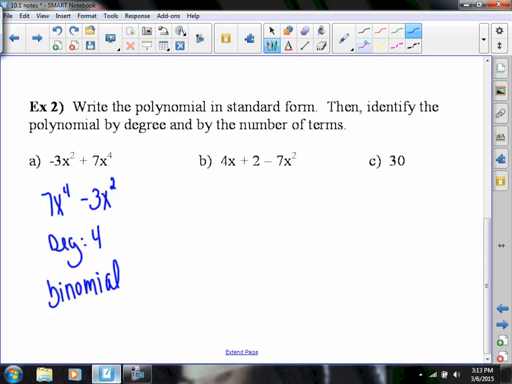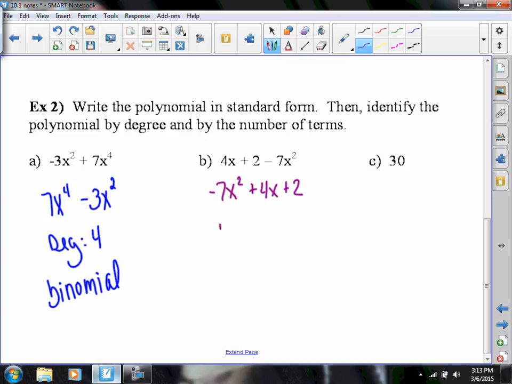Okay, for part B, I have an x, I have 4x, and a 2, and a negative 7x squared. So it's almost in order, but I need that negative 7x squared to come first, then the positive 4x, then the 2.